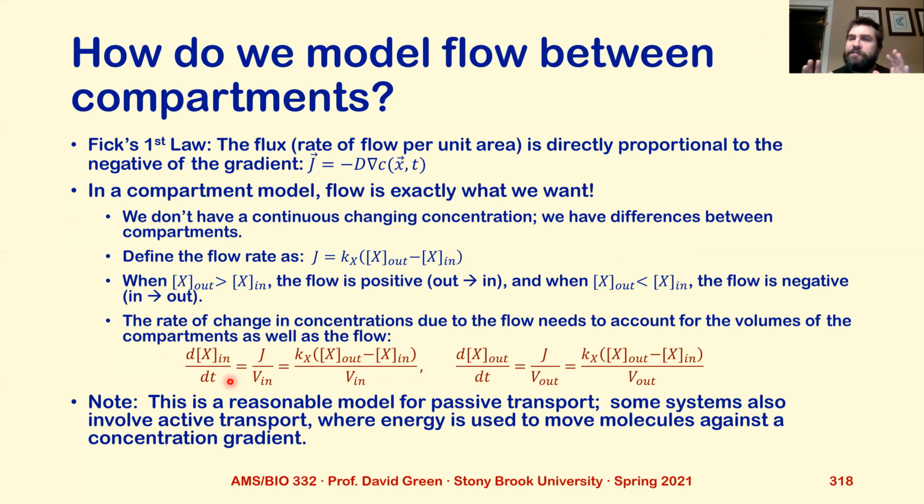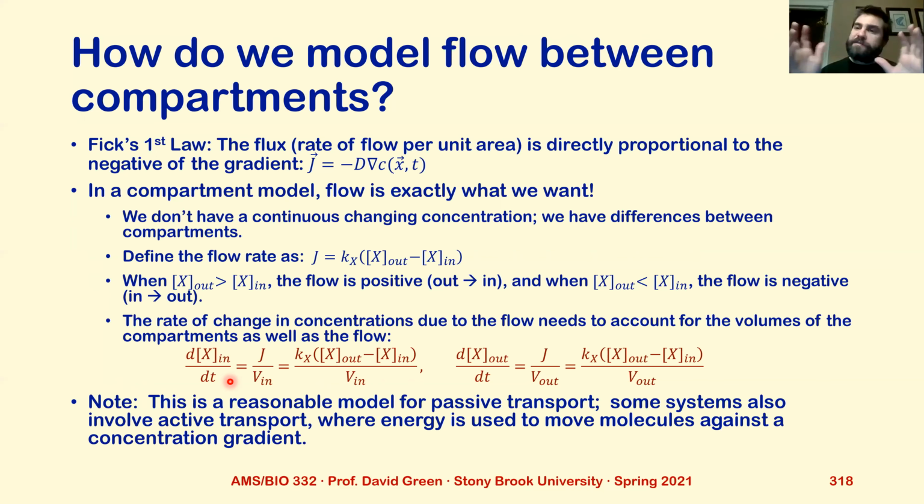Now, we need to be able to account for flow between compartments. As we just said, in order for gene expression to work in eukaryotes, RNA has to migrate out of the nucleus. Transcription factors have to migrate into the nucleus. We have to have some way of accounting for that.